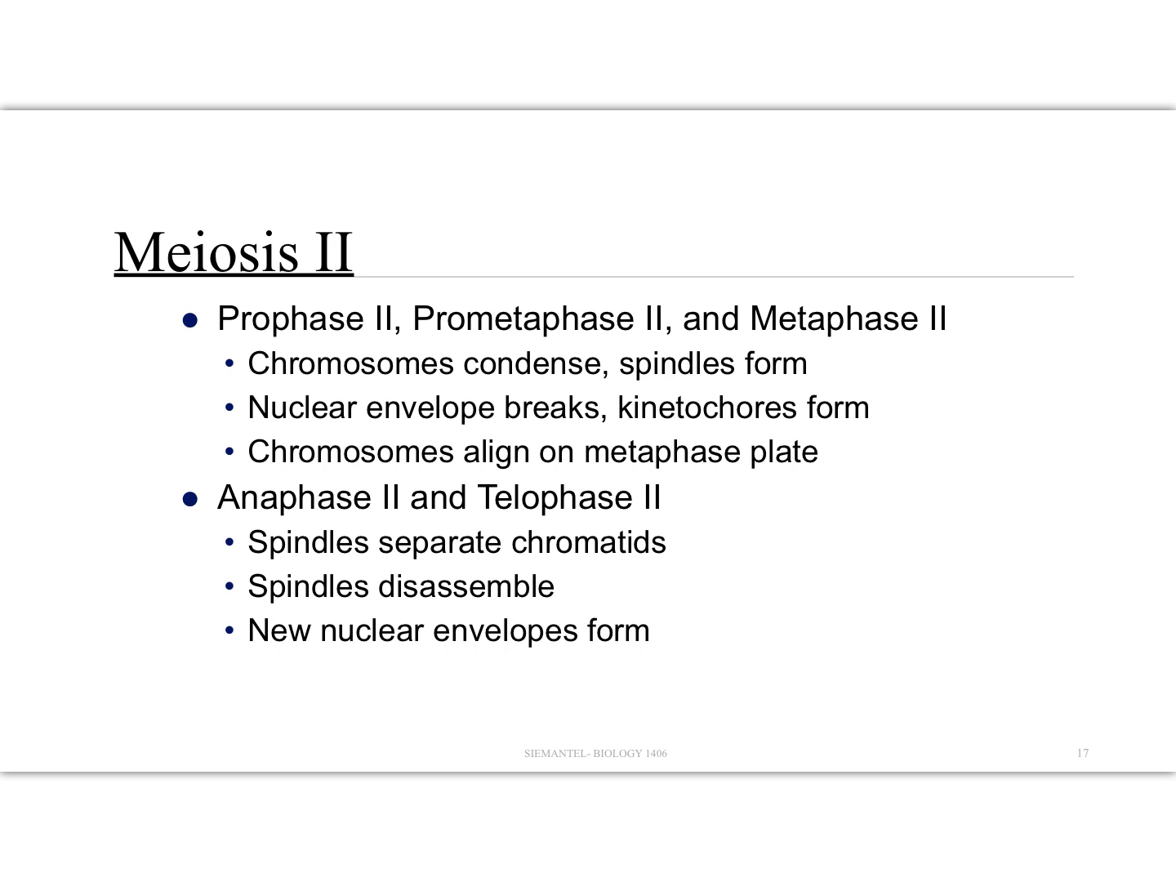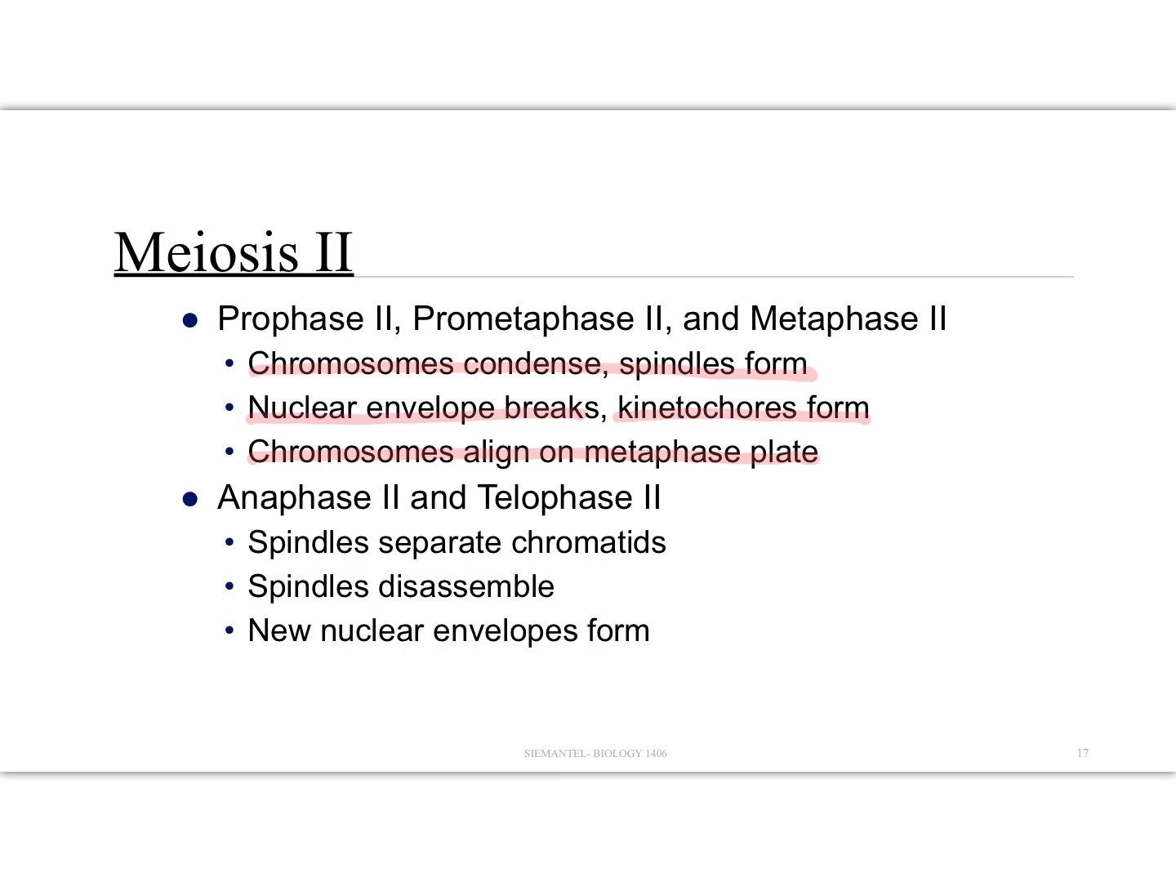Okay, so meiosis 2 is made up of prophase 2, prometaphase 2, metaphase 2, anaphase 2, and telophase 2. Important things to note. Just like before, our chromosomes are going to condense, our spindles will form, our nuclear envelope will break down, and our kinetochores will form and attach themselves to spindles. The chromosomes are going to line up on the metaphase plate, just like they did before. All of this is happening in prophase 1, in prophase 2, and in metaphase 2.